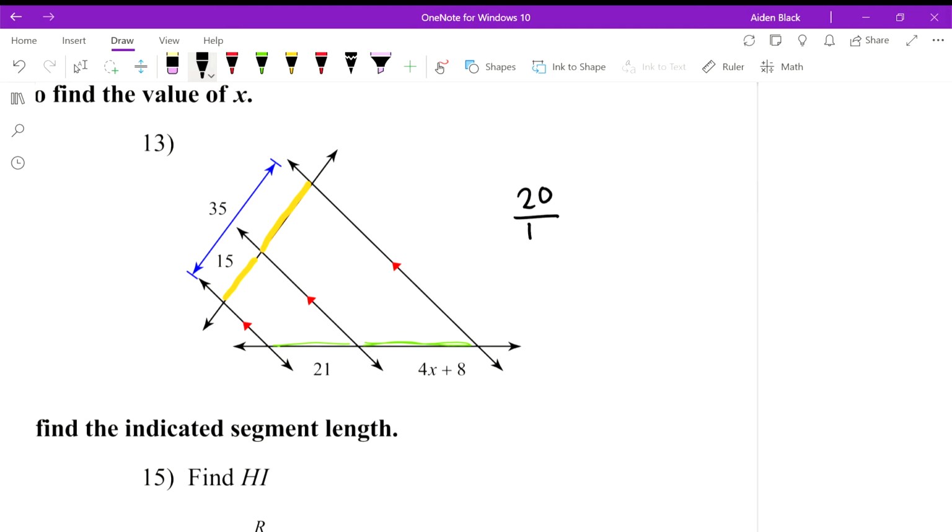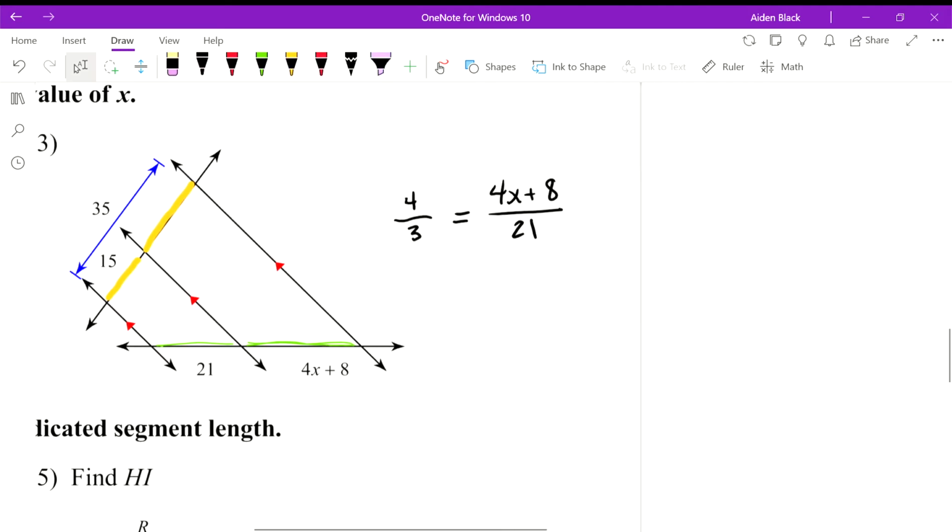20 divided by 15 is equal to 4x plus 8 divided by 21. Now I actually can reduce this. I think I should because it'll make it easier. If you divide the top and bottom by 5, you get 20 divided by 5 is 4, and 15 divided by 5 is 3. So let's replace that with this. Make our lives easier, right?